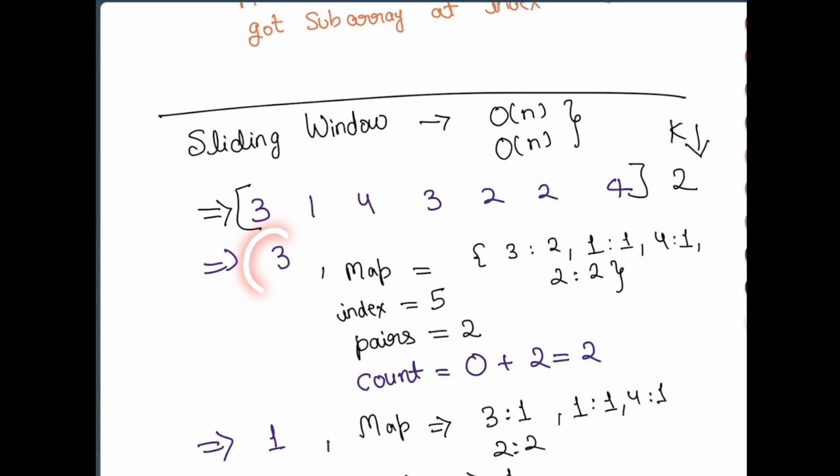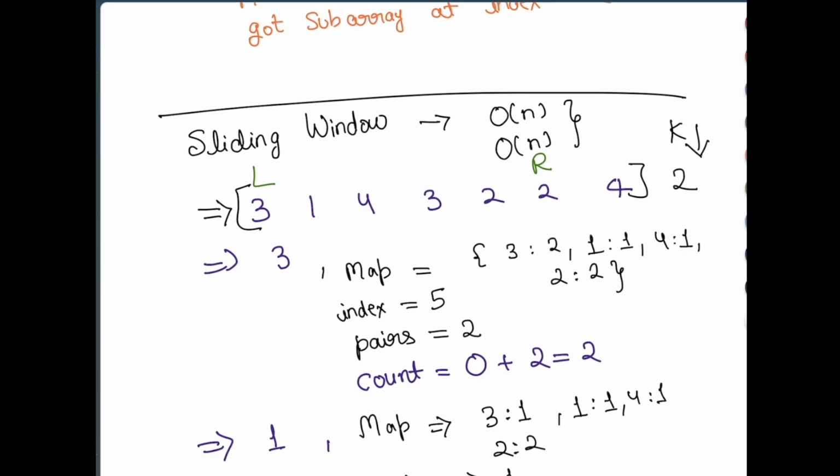Now we are starting at index number 0 and the element is 3. This is my left, and this is my right. I'm going to keep shifting my right till the point where I can create a subarray from left to right with at least 2 pairs, or at least k pairs. I'm also going to update my mapping, which stores the count of each element I have already seen. This is my left and I go till here. This is my right.